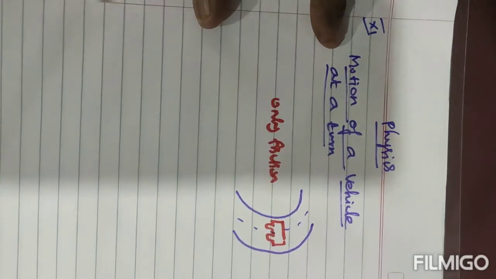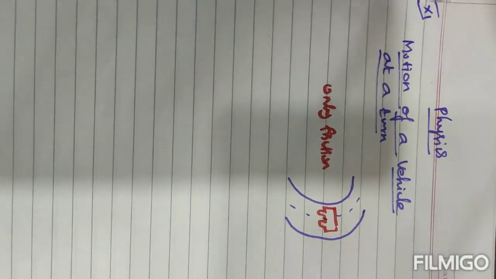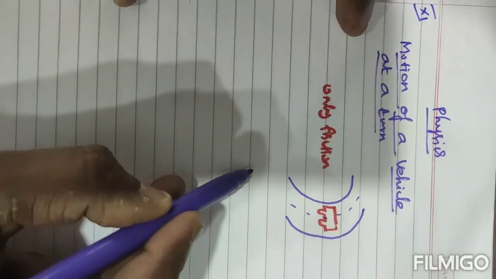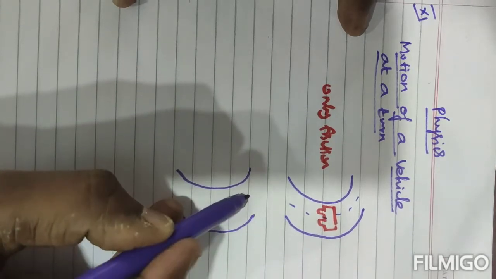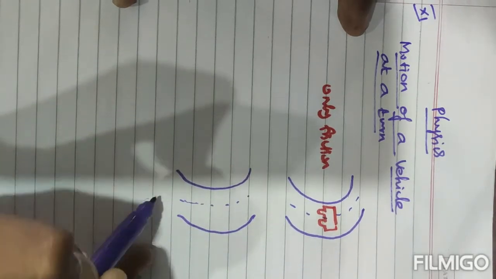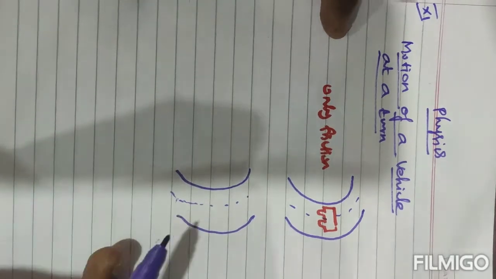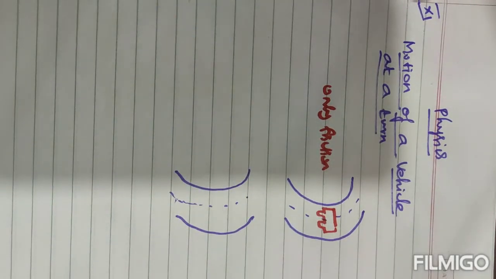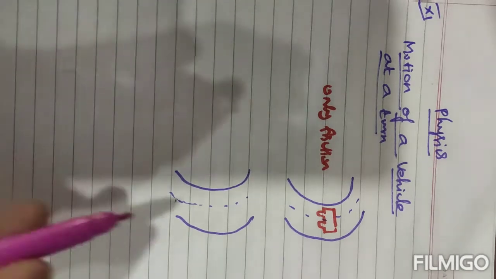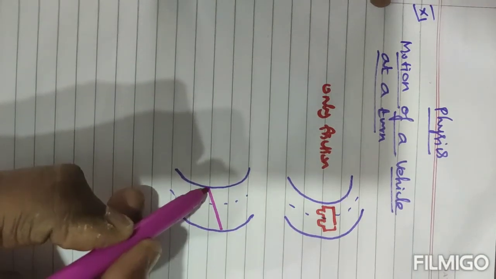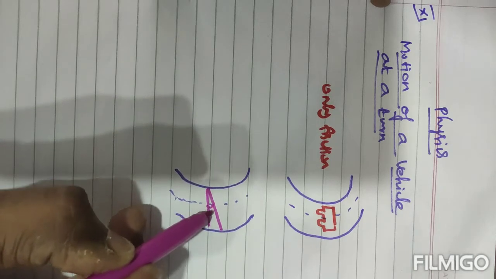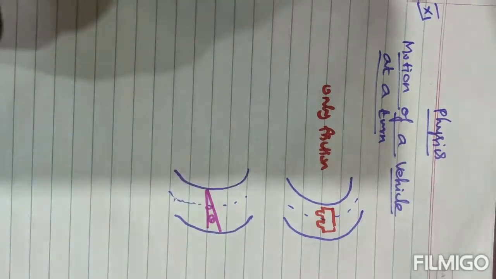Let's see another example. Let's consider one more road. But in this road there is a tilted angle. If you look at the road, one side is slightly tilted, slightly inclined like this. It is making an angle theta.